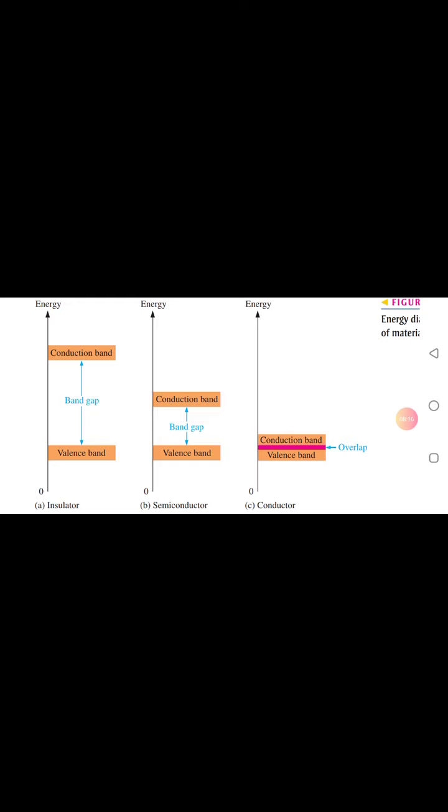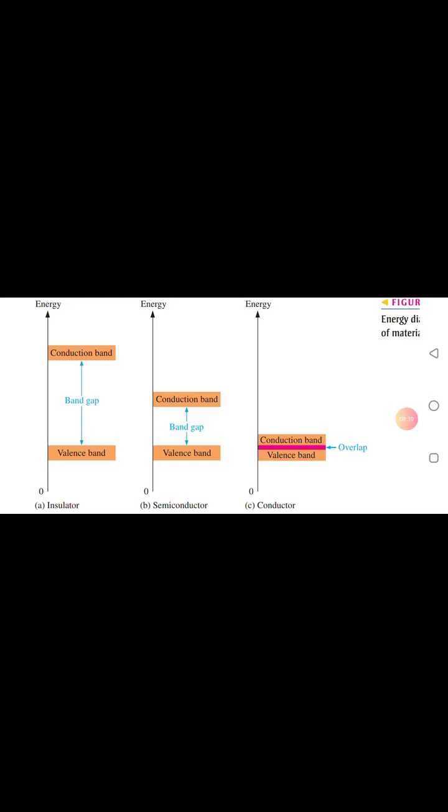So a smaller amount of energy is required in the case of a semiconductor to enable the electrons present in the valence band to jump towards the conduction band. Now you see the band diagram of a conductor. There is no band gap of energy. The conduction band is overlapping with the valence band, i.e., there is no band gap of energy.